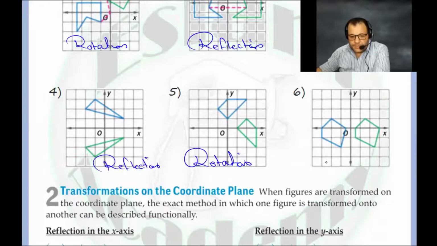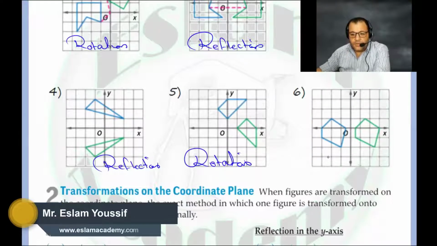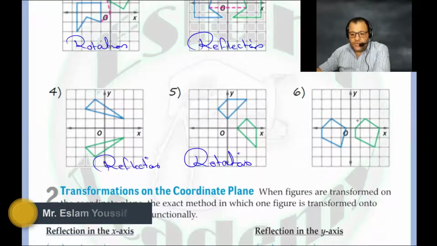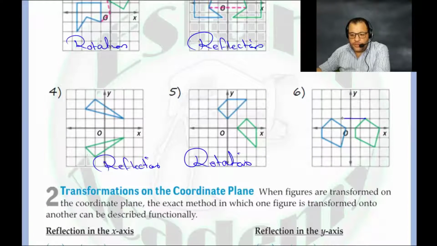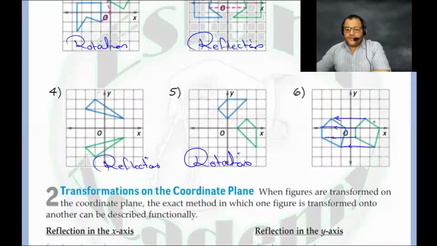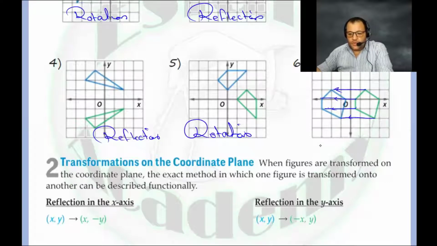Number six, translation. We have a point, we shift it here like that. The second point is shifted to the left. We shift each point in the figure 4 units to the left. So this one will be translation.